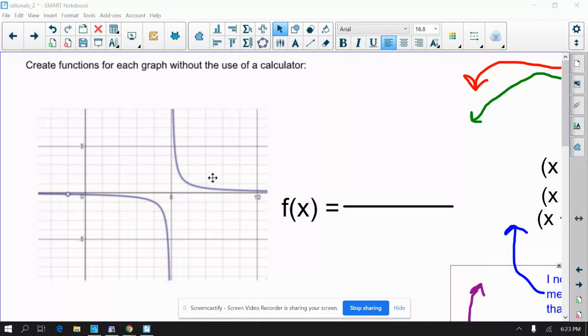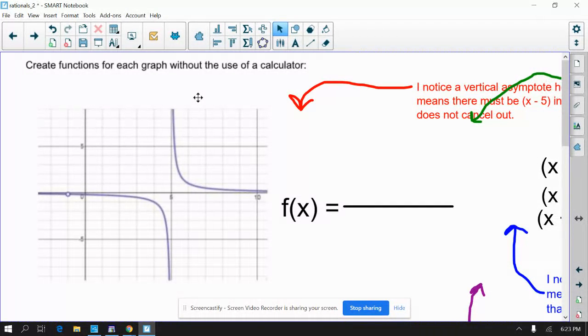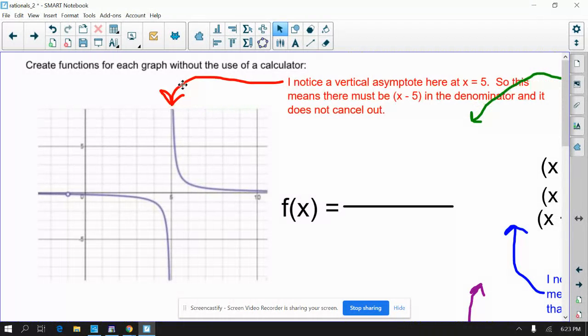So here's a rational function that is graphed. And what do you notice? Hopefully a few things. Number 1, we can say that there is a vertical asymptote at x equals 5. For sure, there's a vertical asymptote right here. That tells me that x minus 5 is going to be in the denominator, right? Because that's a point of discontinuity. And it won't be in the numerator because it won't cancel out. Only holes will cancel out.